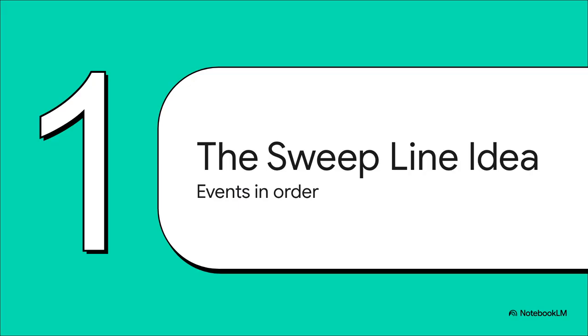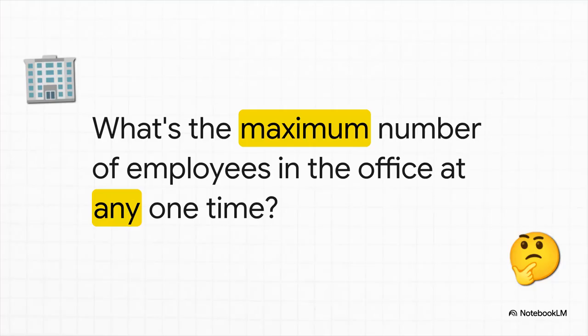All right, first up, the sweep line idea. It's really all about processing events in the right order. And to get this, we're not even going to start with geometry. Let's use a super simple example that'll make everything else just click. So, here's the challenge for you. Imagine you have a list of when employees come into the office and when they leave. How would you figure out the peak attendance? You know, the absolute maximum number of people who are in the office at any single moment.